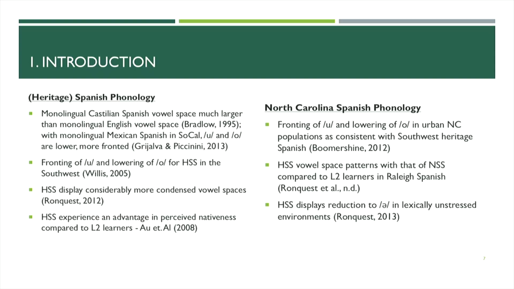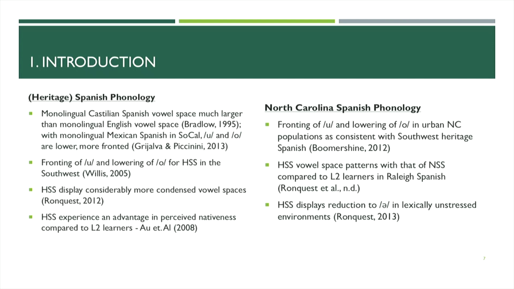So for example, in this study by Grijalva and Piccinini, we find that the U and O phonemes were considered lower and more fronted as compared to the study by Bradlow comparing it with Castilian Spanish. Other studies that have been done on heritage speakers of Spanish in different areas of the country have also sort of found this effect. So Willis found a fronting of U and a lowering of O for heritage Spanish speakers in the Southwest United States. And we find that, generally, as summarized by Ronquest, heritage Spanish speakers have been shown to display more condensed vowel spaces than their monolingual counterparts.